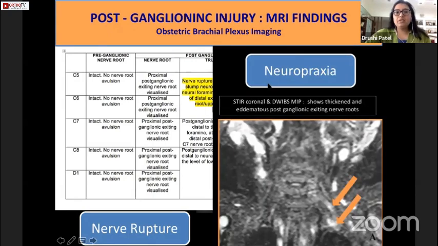The other kind of postganglionic injury, which is the milder form of injury, is a neuropraxia, which are stretch injuries, which are nerve injuries in continuity, and the only manifestation is thickening and increased signal intensity of the affected nerves as compared to the contralateral side.